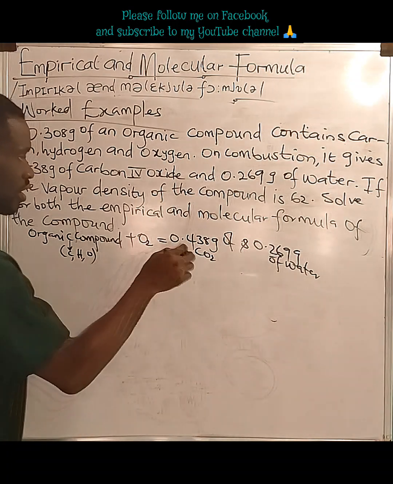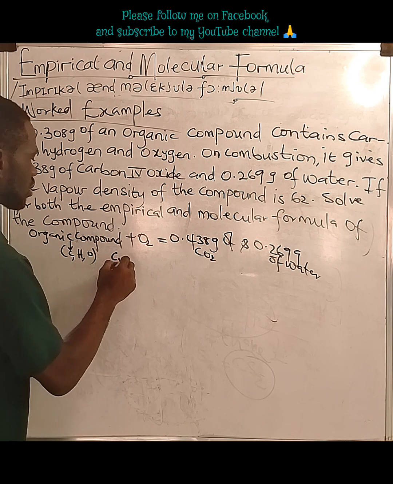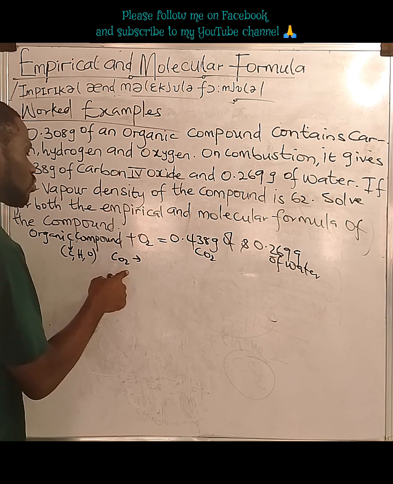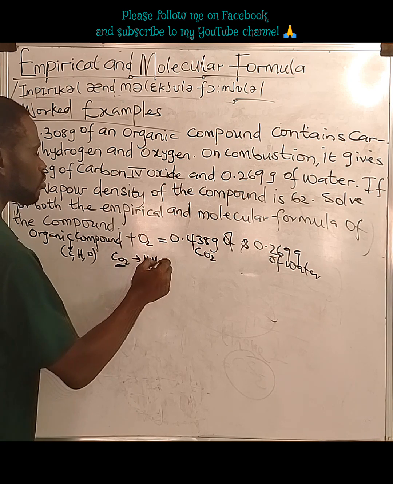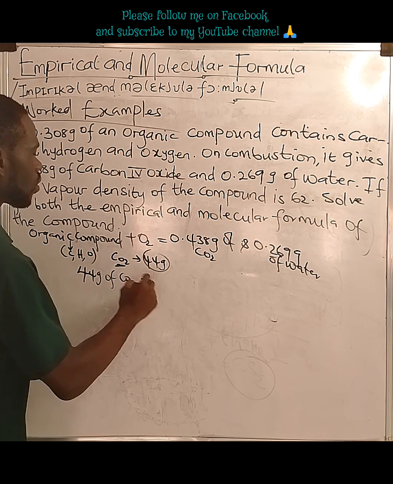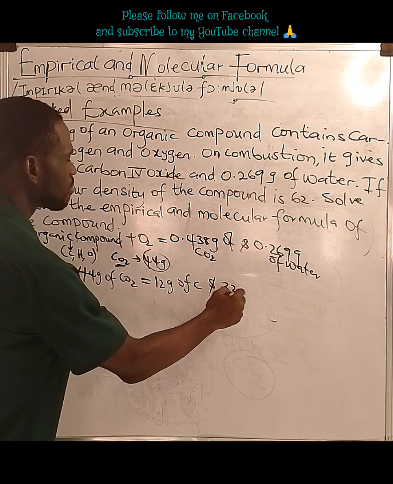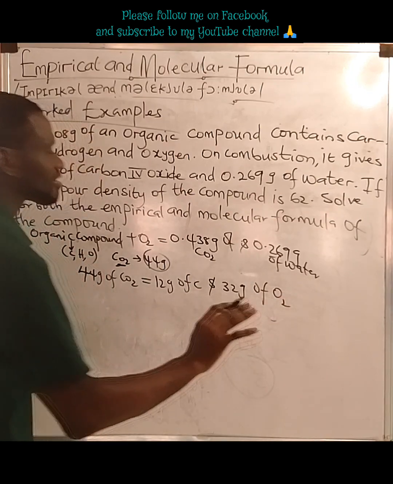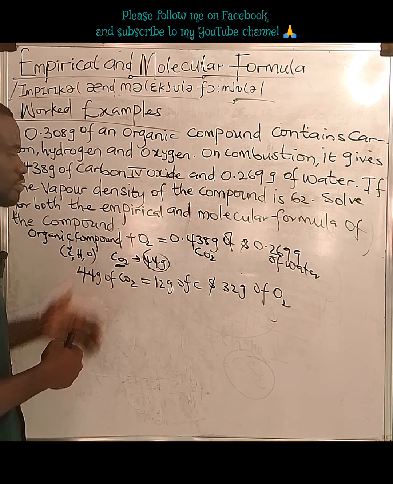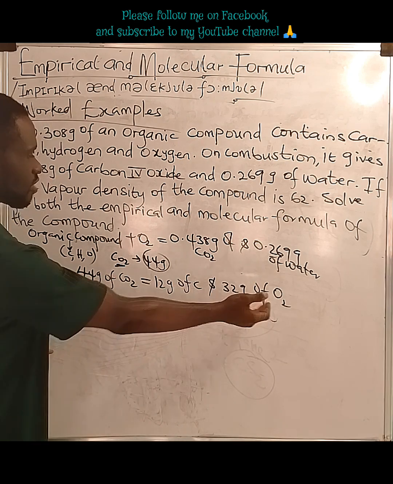So let's look for a way to analyze this. CO2 first. Let's get the molecular mass of CO2. CO2 has one atom of carbon, which is 1 times 12, plus 16 times 2, that is 32. Altogether, CO2 has 44 gram. So 44 gram of CO2 contains 12 gram of carbon and 32 gram of oxygen. That's just a natural phenomenon. The molecular mass of CO2 is 44 gram per mole. So 44 gram of CO2 gives us 12 gram of carbon and 32 gram of oxygen.